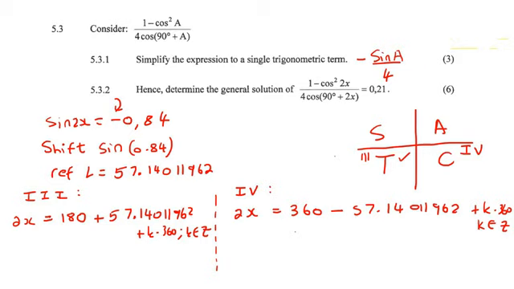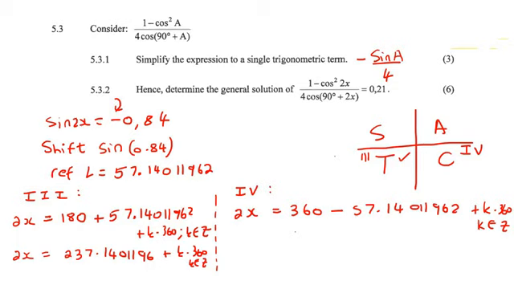Okay, now we just need to go get x alone. So I'm going to do it all in one step just to save space. But you're going to add these two numbers together, and then you're also going to have to divide everything. Let me show you that part. So 2x is going to be equal to 237.14011196 plus k360. K is an element of Z.